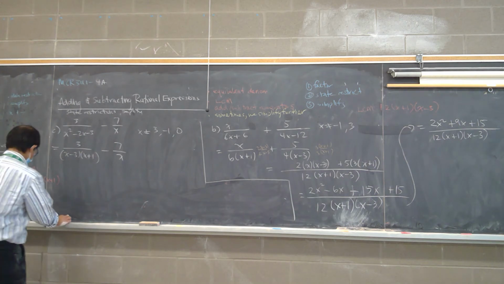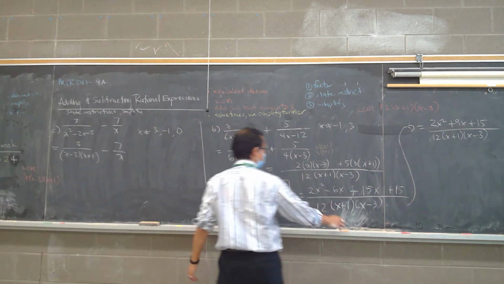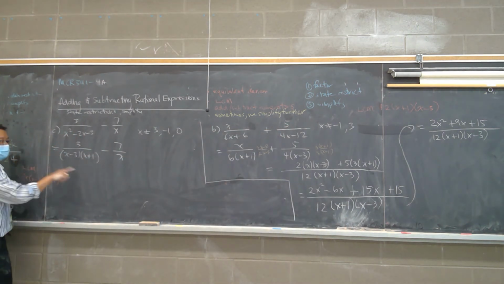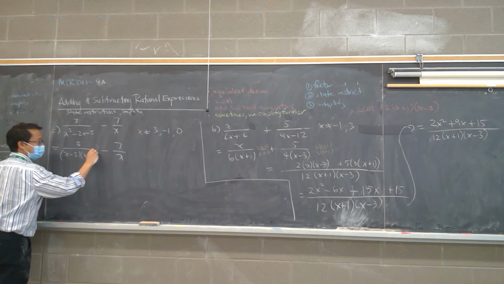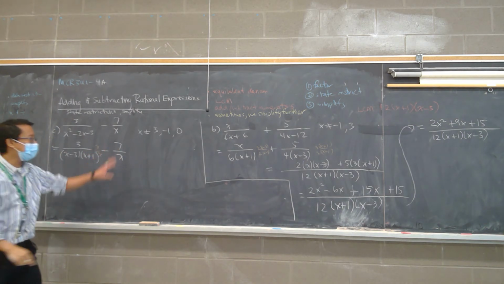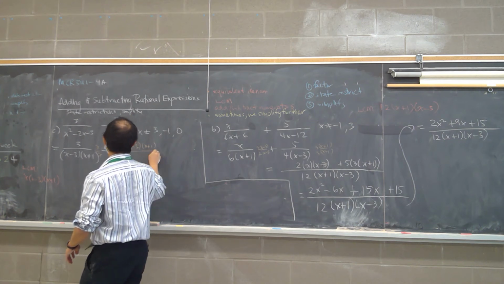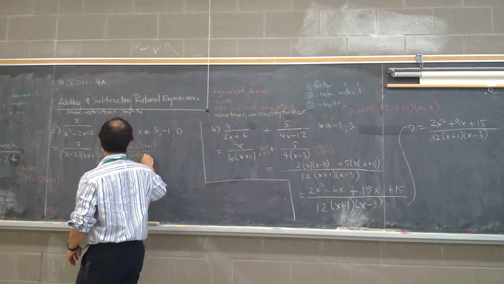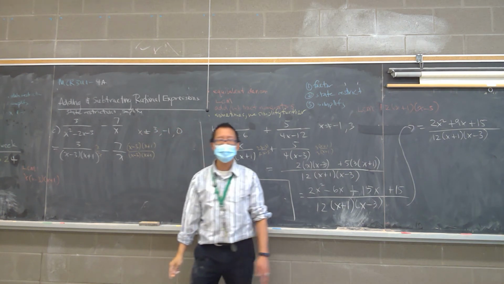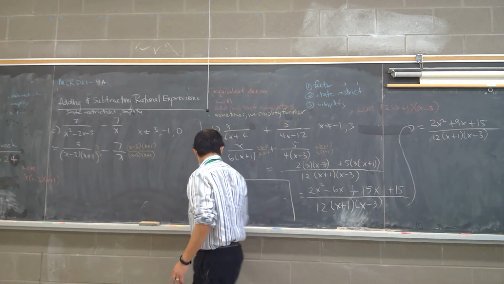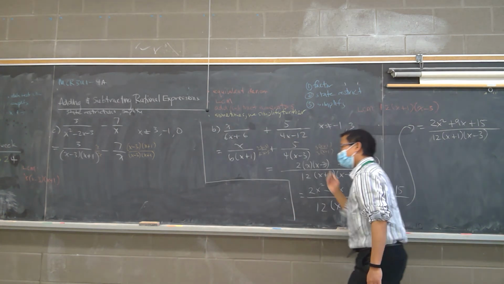In short, one more time, and again, I was using orange. So this fraction is missing the x over x, and this fraction is missing that x minus 3 times x plus 1. Before we continue, again, I like doing this because it guides you on what you're supposed to do.